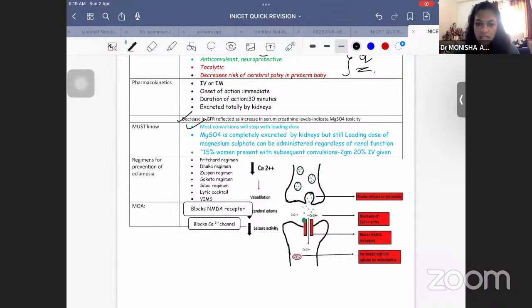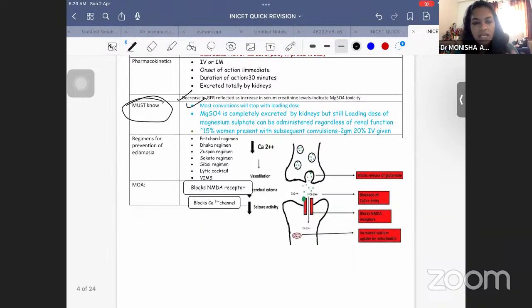Another 15%, okay? In women with a subsequent convulsion, an additional 2 grams of 20% magnesium sulfate should be given IV. So these are sentences that are already written, must-know sentences. These are direct options they are giving you.